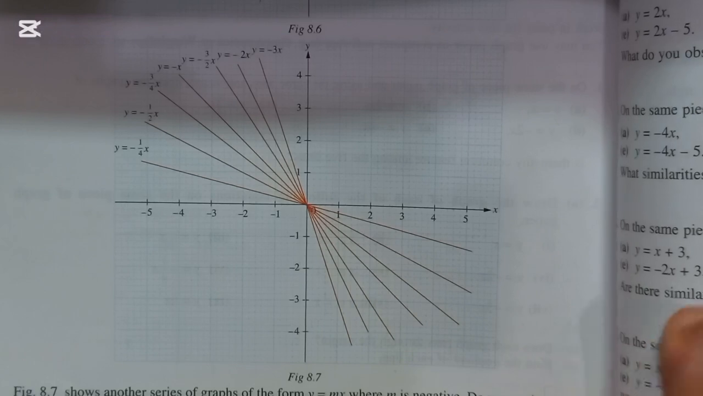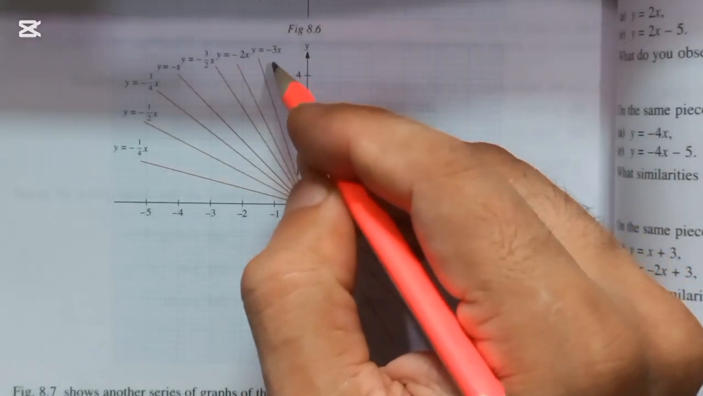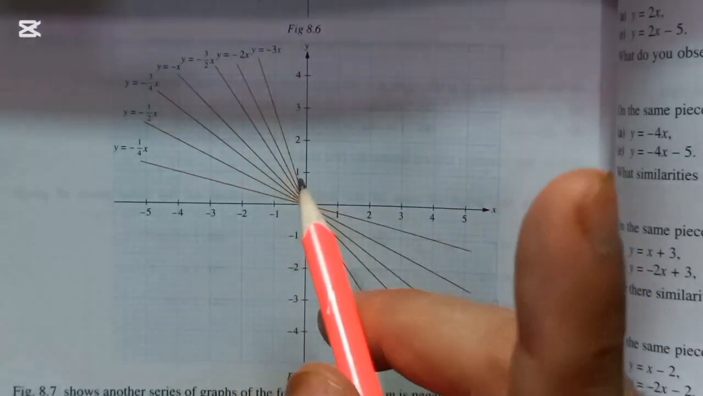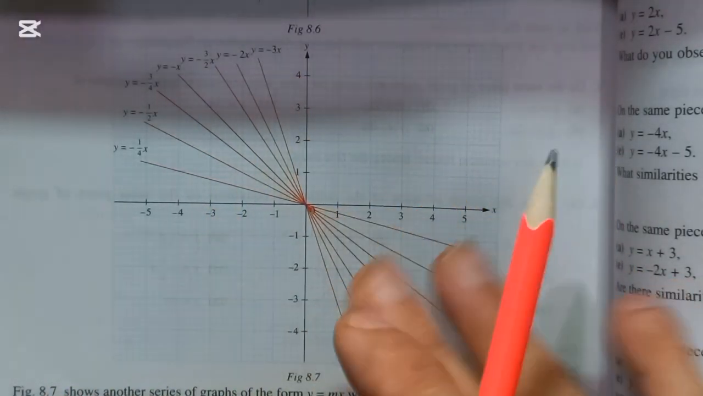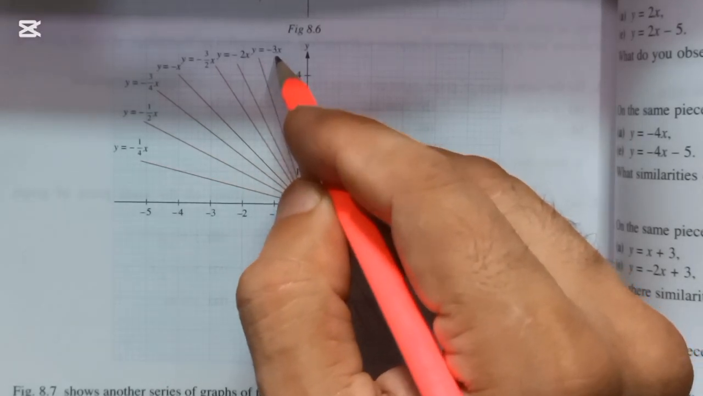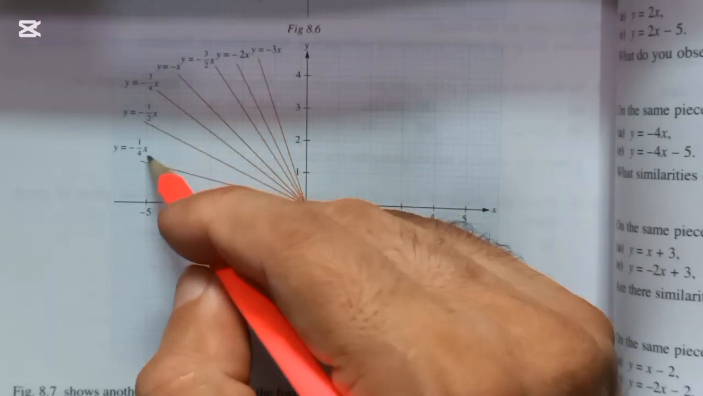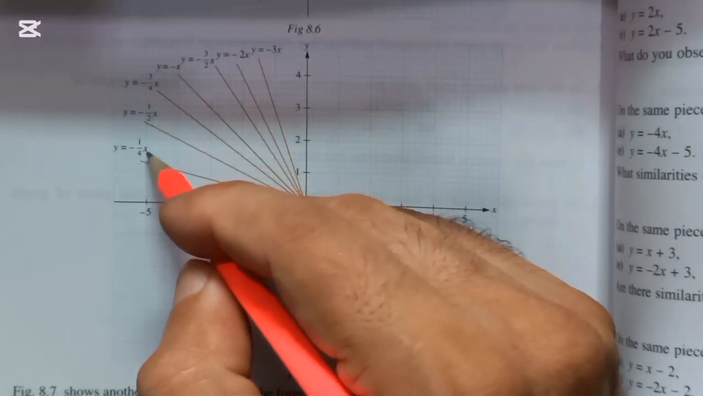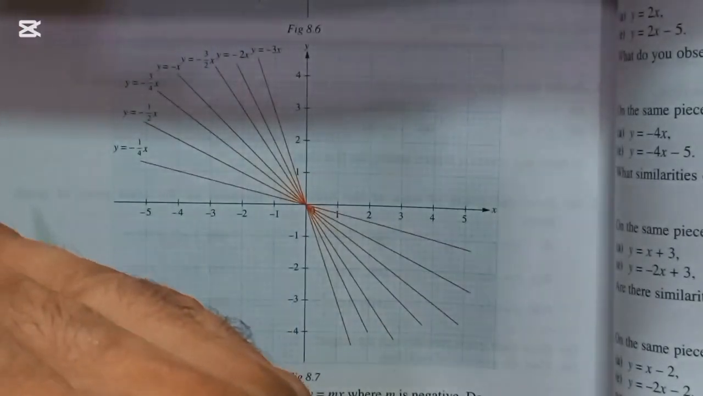The next important point to be noticed: if it is of the form y is equal to mx, the graph will pass through the origin. This is confirmed. But now you can notice m is negative: negative 3, negative 2, negative 3 by 2 and so on. So the graph will rise from right to left.